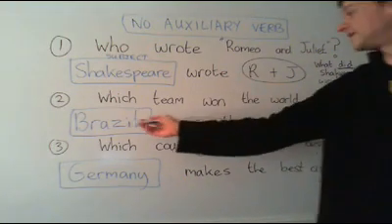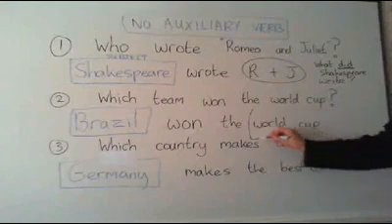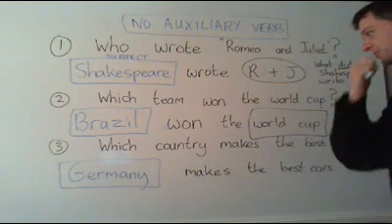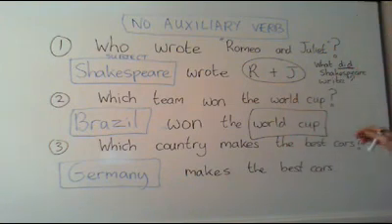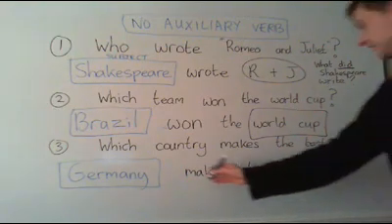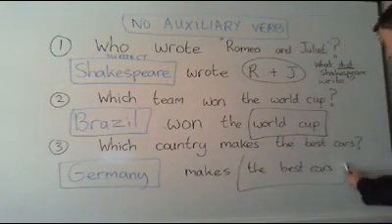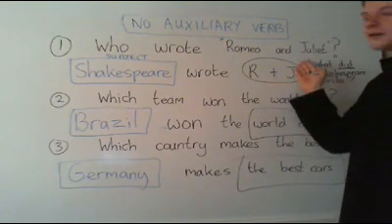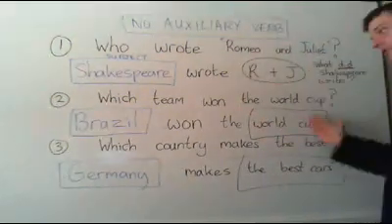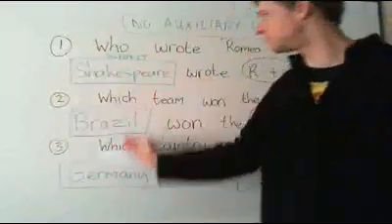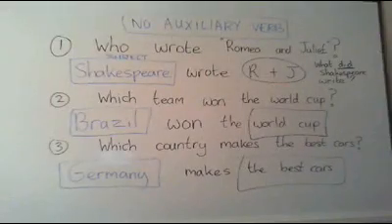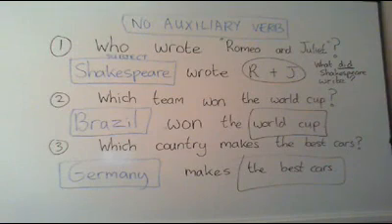Or if we want to say, what did Brazil win? They won the World Cup. The World Cup answers the question. It's the last word. It's the object. So we need an auxiliary. And here we could do the same. We could say, what does Germany make? Germany makes the best cars. So it all depends on whether it's the last word which answers your question, which means it's the object, or if it's the first word which answers your question, which means it's the subject and there's no auxiliary. Okay, I hope that is clear.